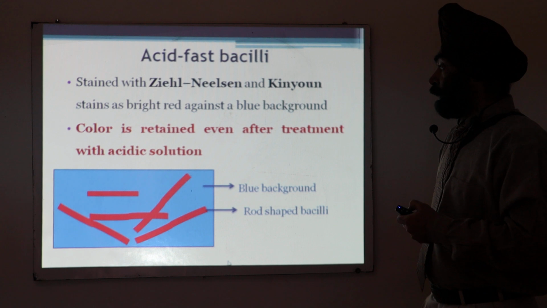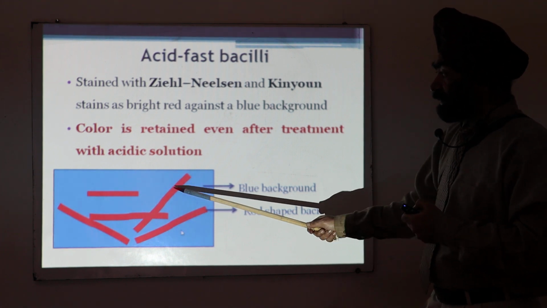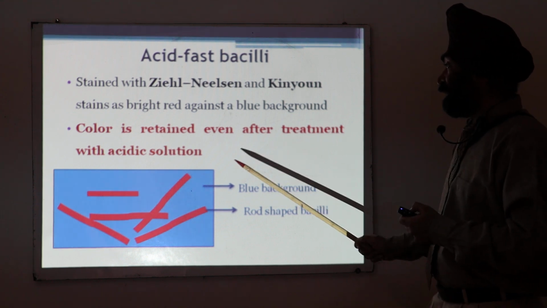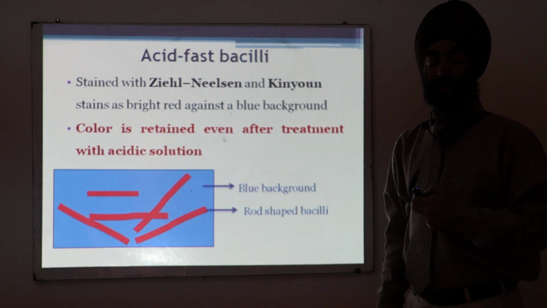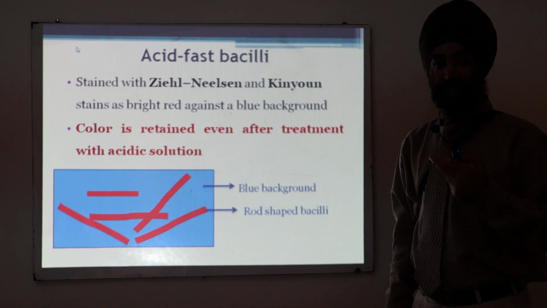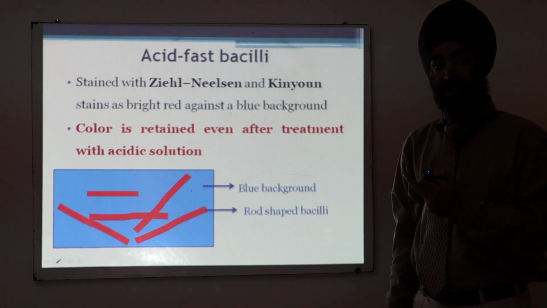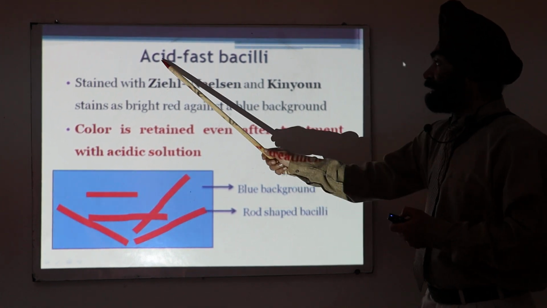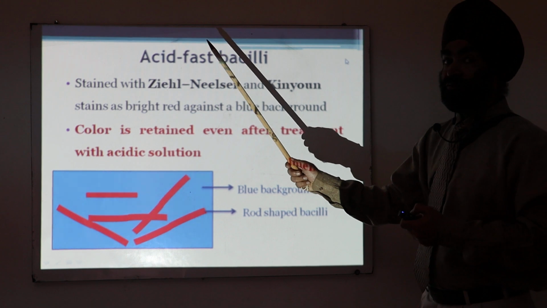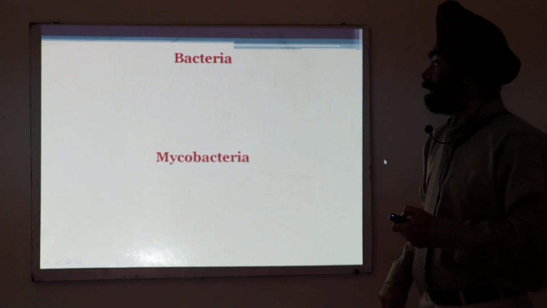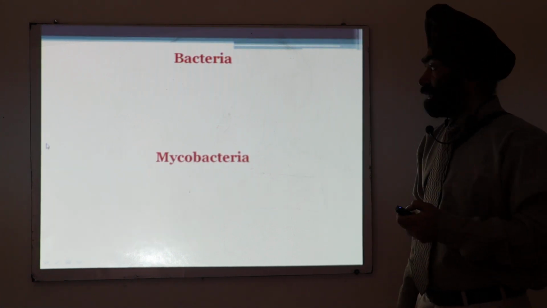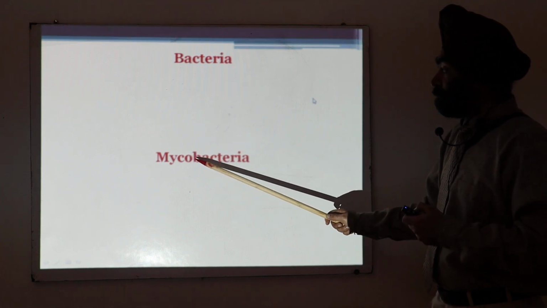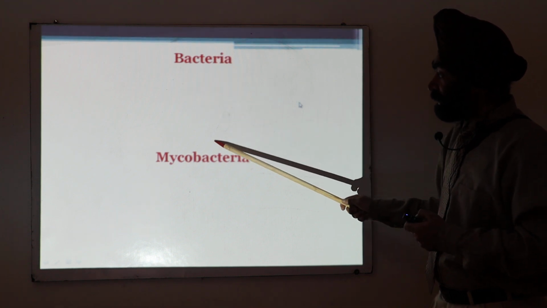Now, you stain the bacilli with these kind of dyes, then you try to wash with the help of an acidic solution. But what you will see, even after the washing with the acidic solution, the color is not faded, the color is still retained. So that is why they are called acid fast bacilli. That means the dye is not faded with the acid.